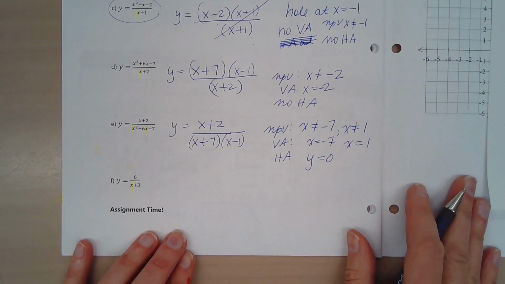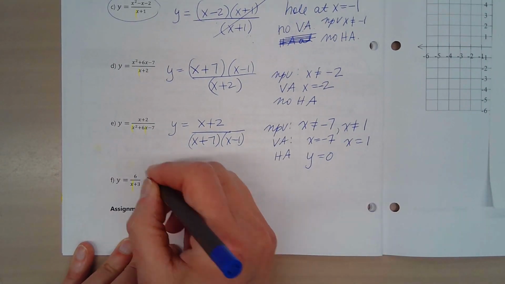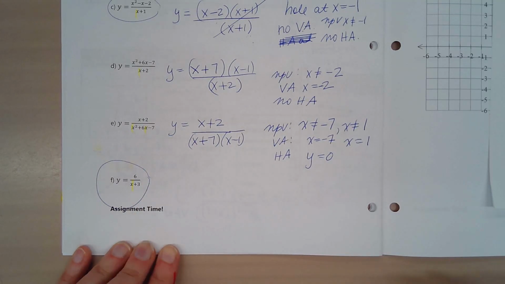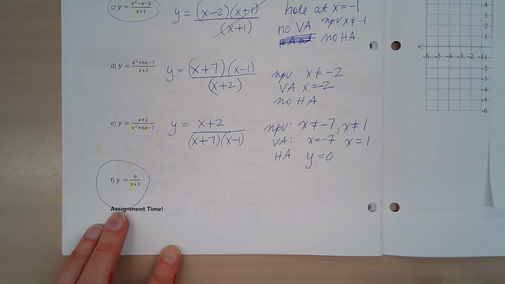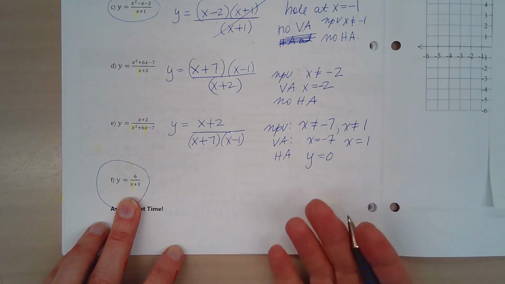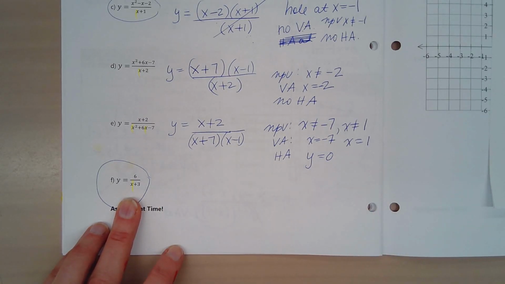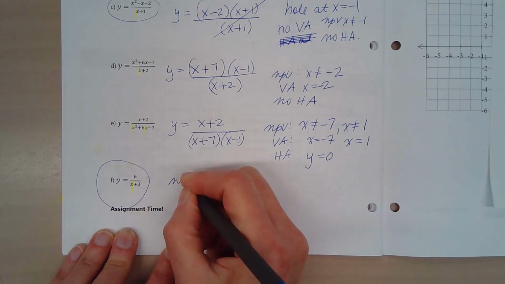Okay, how did we do? Is there any canceling to be involved? No factoring, nothing I can cancel. So is there a non-permissible value? There should always be a non-permissible value because there's always going to be an x on the bottom. So there's always non-permissibles.